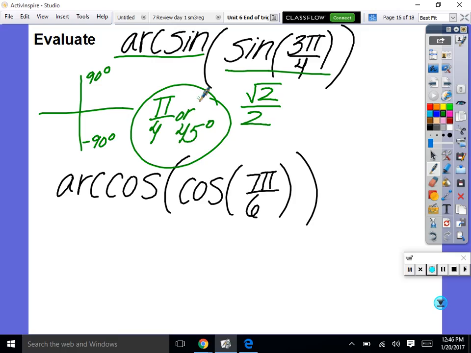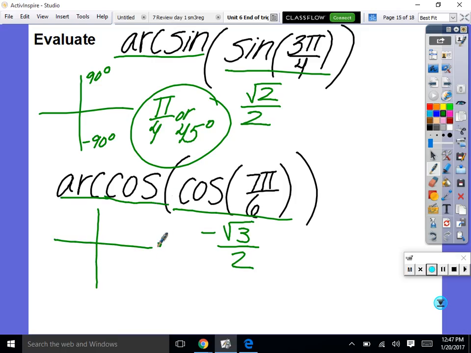Okay, arc cosine of cosine of 7 pi over 6. So you'll find 7 pi over 6, cosine is x, that's negative root 3 over 2. So now it says the angle whose cosine is that. Remember that our arc cosine outputs are between 0 and 180 degrees. So you've got to look up here only, and you're looking here only on that one. So that is 5 pi over 6, or 150 degrees.